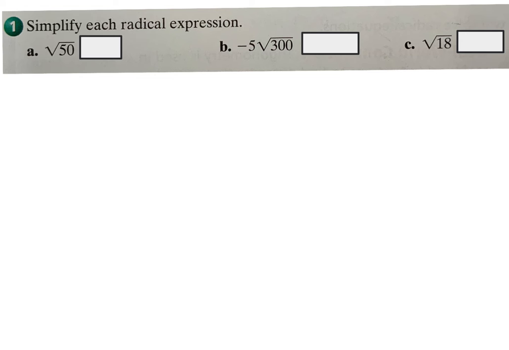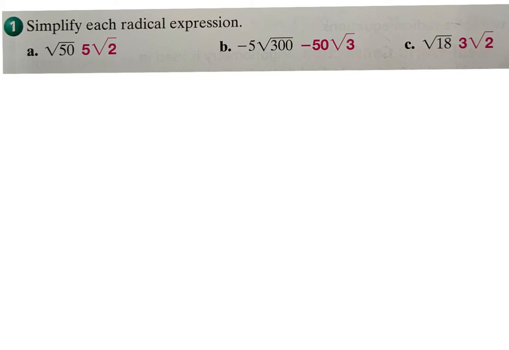Okay, first review your answers and check your work, and then we're going to go over each one of these. For square root of 50, you should have gotten 5 square root of 2. For negative 5 times the square root of 300, you should have gotten negative 50 square root of 3. And for the square root of 18, you should have gotten 3 square root of 2. So let's go over each one of these.